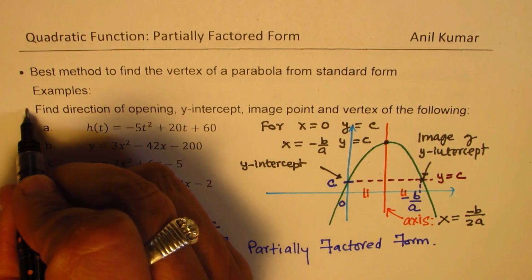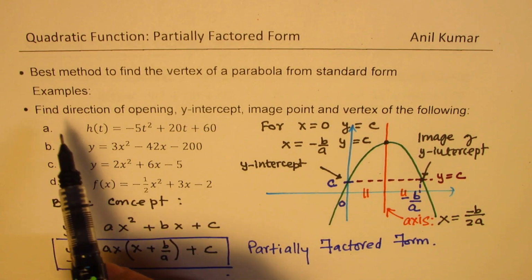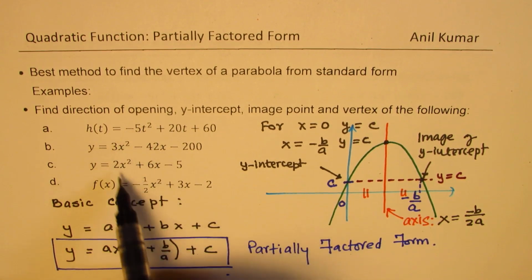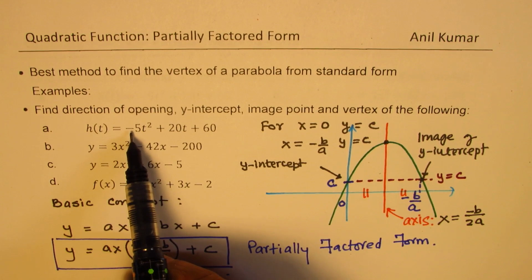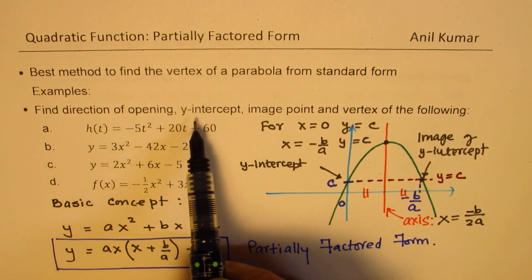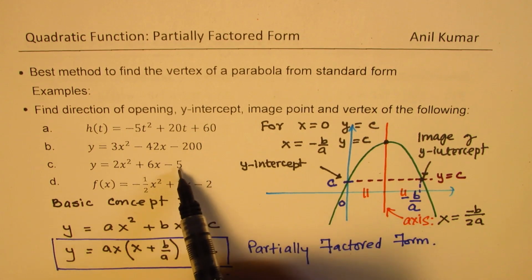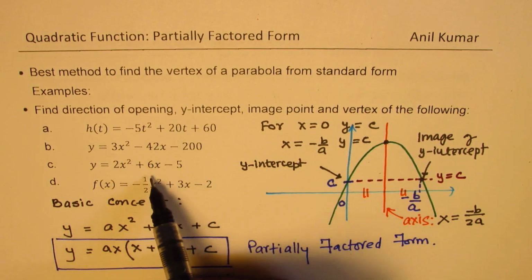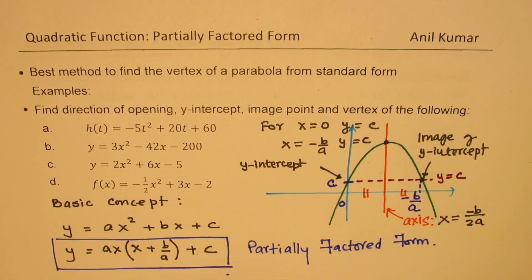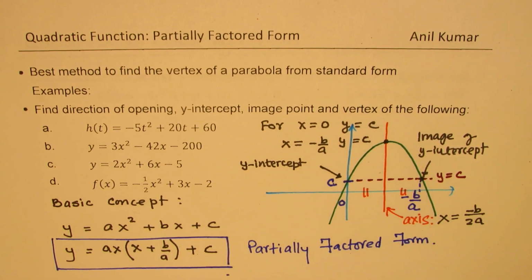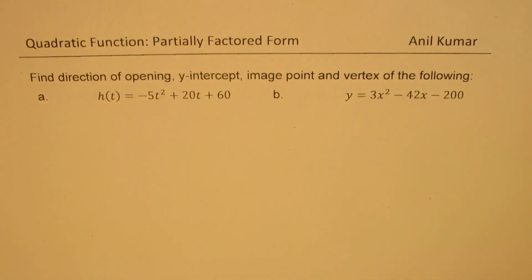With the examples, the question here is: find the direction of opening, which you can clearly see from the leading coefficient. If it is negative, the direction is downwards as shown here, and if it is positive, it opens upwards. Then the y-intercept, which is the last value. Then the image point: when we partially factor this, we'll get the image point. And once we get the image point, we can calculate the vertex. See how easy it is with the help of these examples. Now let's take them one by one.